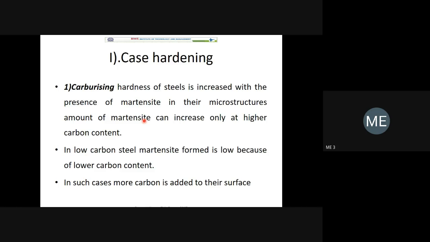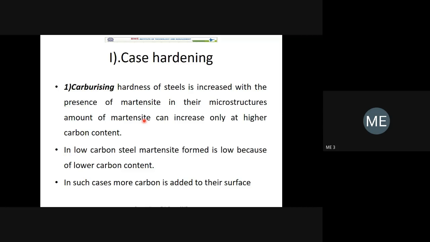We have Fe atoms. Fe is in the BCC structure at lower temperature, as you already studied in the previous class. You have to put the carbon atom inside the lattice structure of BCC. You cannot physically take a carbon atom from some material and inject it into the BCC structure. But you have to diffuse it. That process is referred to as the diffusion process.